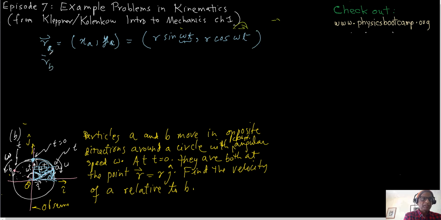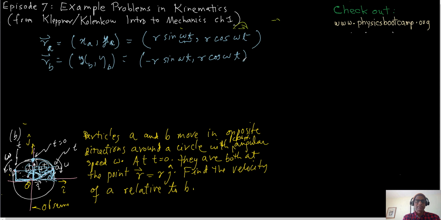When I look at R of B, xB, yB, its projection also covers the same amount of angle because omega is the same, but xB will be negative while yB will be positive. So it is minus r sine omega t, r cosine omega t.